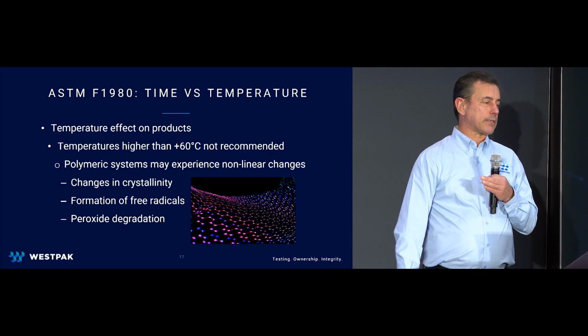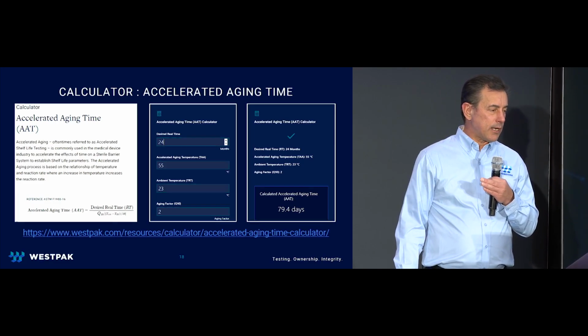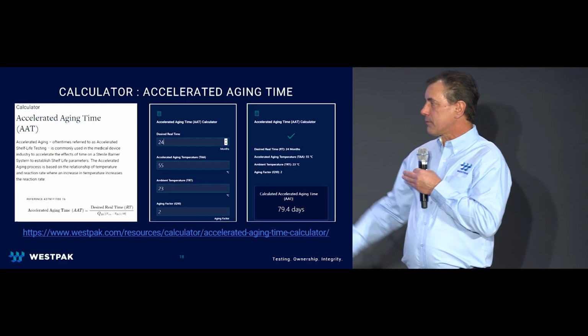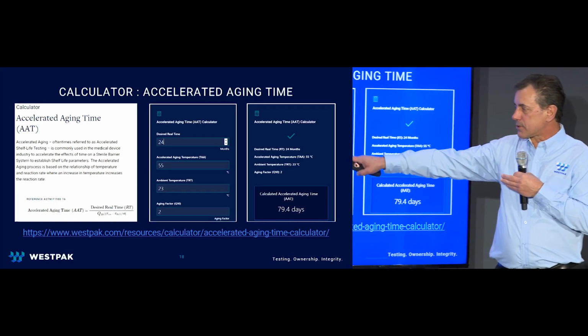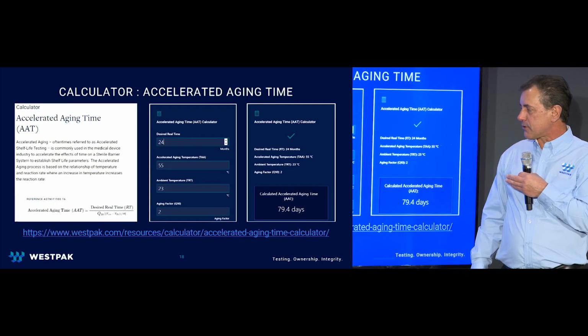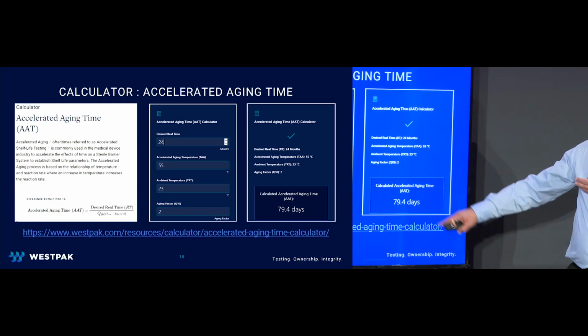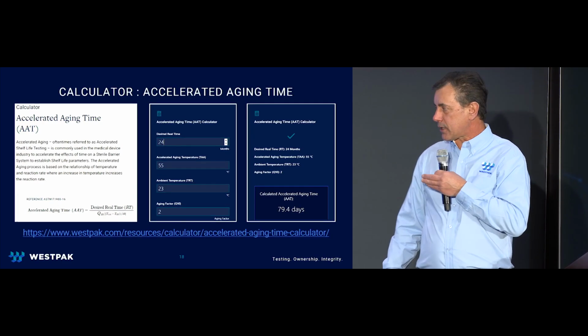So I'm going to show you just a brief example off our website about the accelerated aging, and I talked about reducing the amount of time. So here is an example of a 24-month period, accelerated aging temperature of plus 55, ambient temperature of plus 23, aging factor of 2 gives us about 79 days. So I can get 2 years worth of data in 79 days.